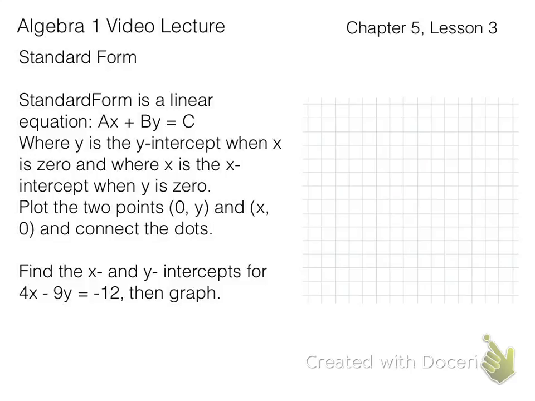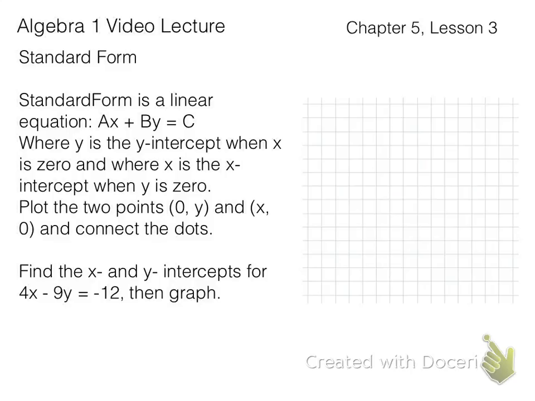Standard form is really cool because you can use it to graph y and x intercepts. You don't have to worry about slope. You basically just put two dots, one on the x-intercept, one on the y-intercept, and then connect the dots, and lo and behold, you have a line. All right? So when you plot the intercepts, you make x 0 to find the y-intercept, and you make y 0 to find the x-intercept.